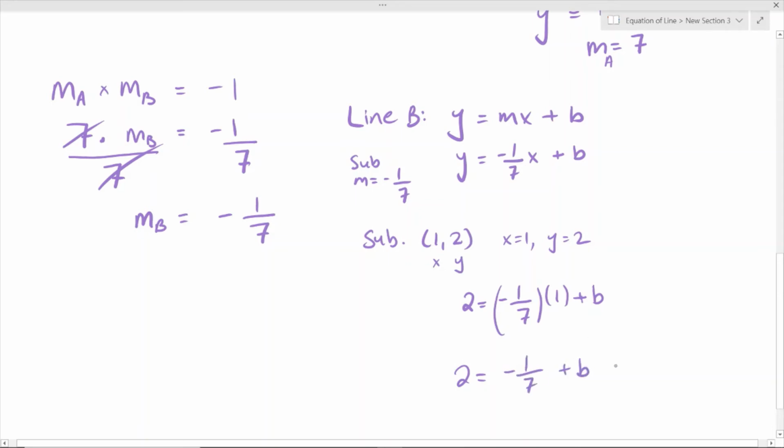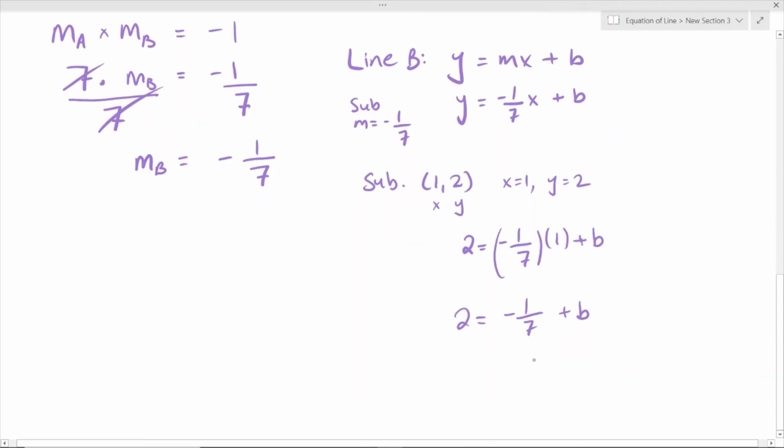And we have b on this side, and we have a -1/7 on this side. Now we want to get rid of everything else that's beside the b. So we have to recognize that this -1/7 doesn't belong, so we have to apply the opposite of that, which is +1/7. We need to apply it on both sides of the equation to balance it out, of course, and we cross it out like this. So now we have 2 plus 1/7 is equal to b.